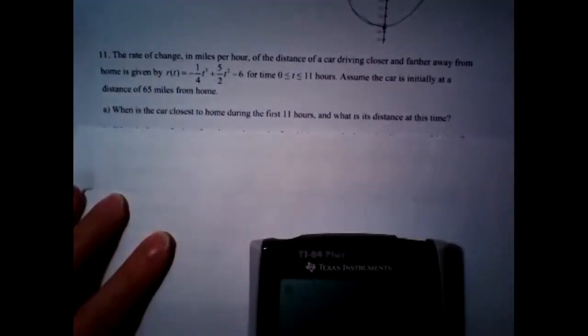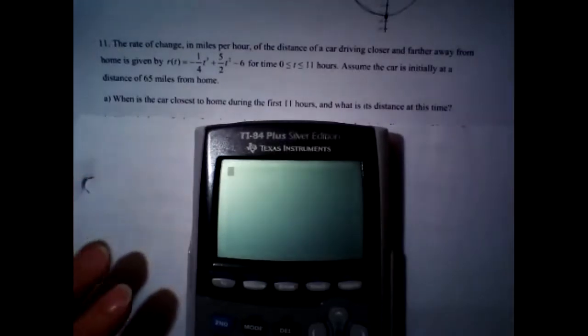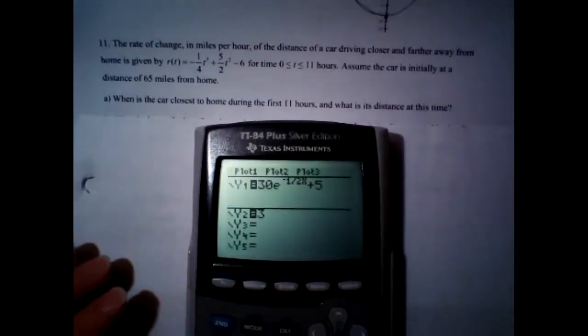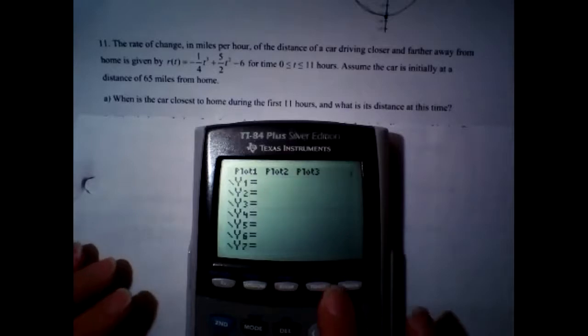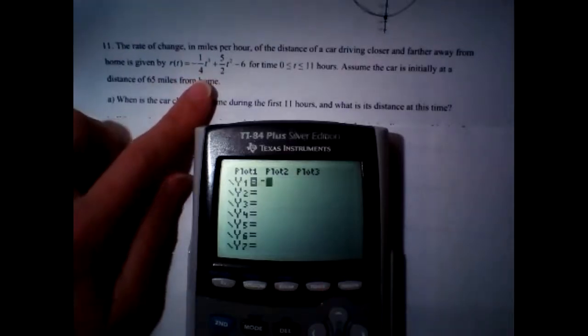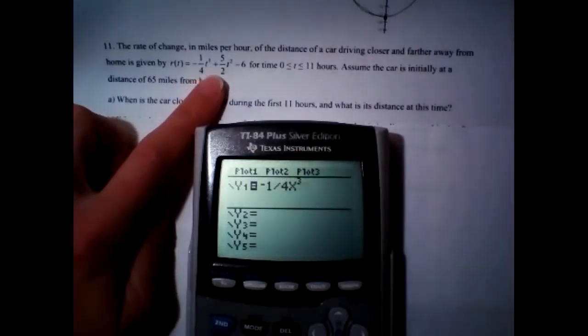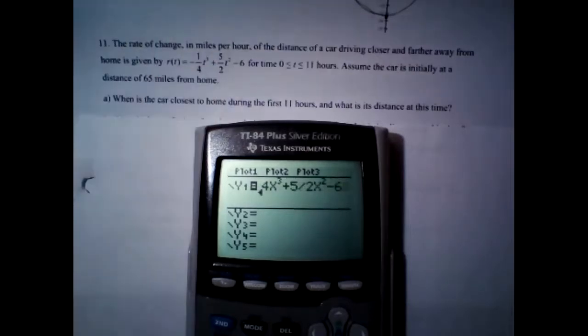So what we're going to do is type this into y equals and take a look at it. So go ahead and go to y equals. I'm going to clear out the snowing problem that we did, and I'm going to type in this one: -1/4 x cubed plus 5/2 x squared minus 6. So you're just going to go to y equals, type that in.